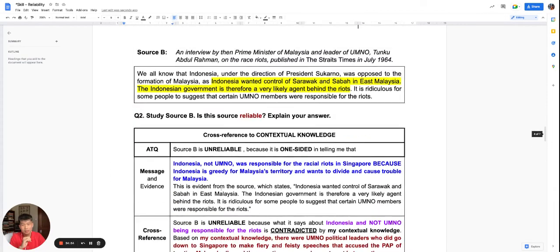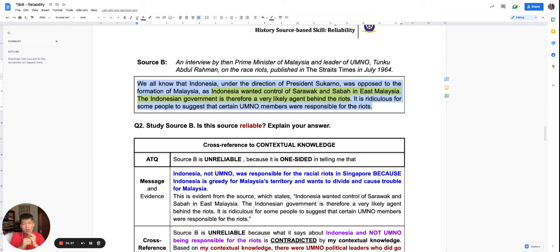The purpose level will be taught in upper sec. And some of you can already suspect it. Source B is a very classic example of a purpose level answer because the Tengku has a purpose in saying that Indonesia is to blame, because the Tengku wants to protect UMNO's reputation. Therefore, because of his agenda to protect UMNO, he is being one-sided in his speech, in his interview. And therefore, what he's saying about the responsibility not being with UMNO, that message is not reliable because it suits his political agenda. That level of purpose is going to be taught in upper sec. Don't worry about it. At this level, I teach you only two methods. It's all cross-reference, either cross-reference to contextual knowledge and or cross-reference to another source.